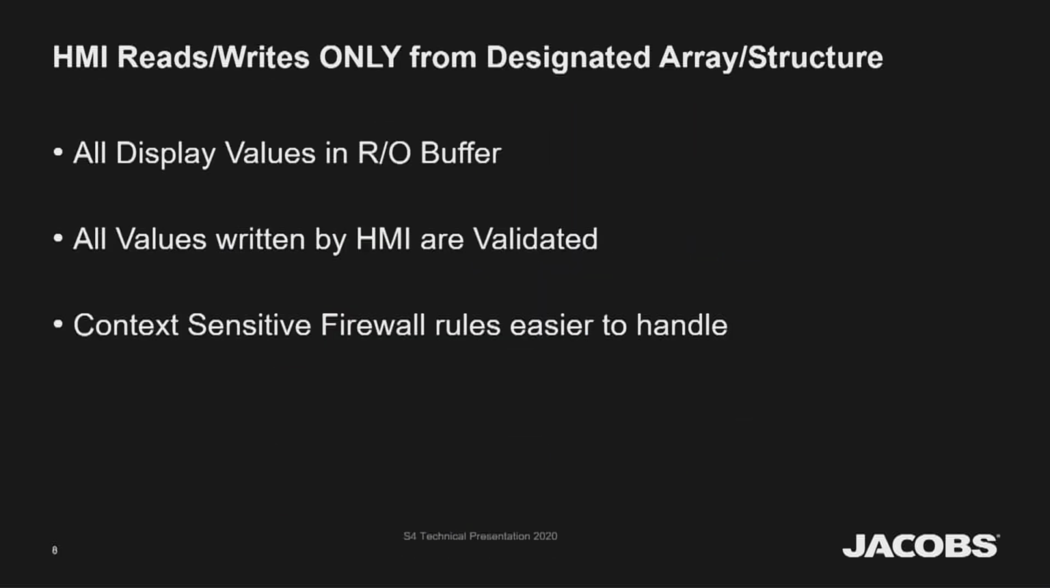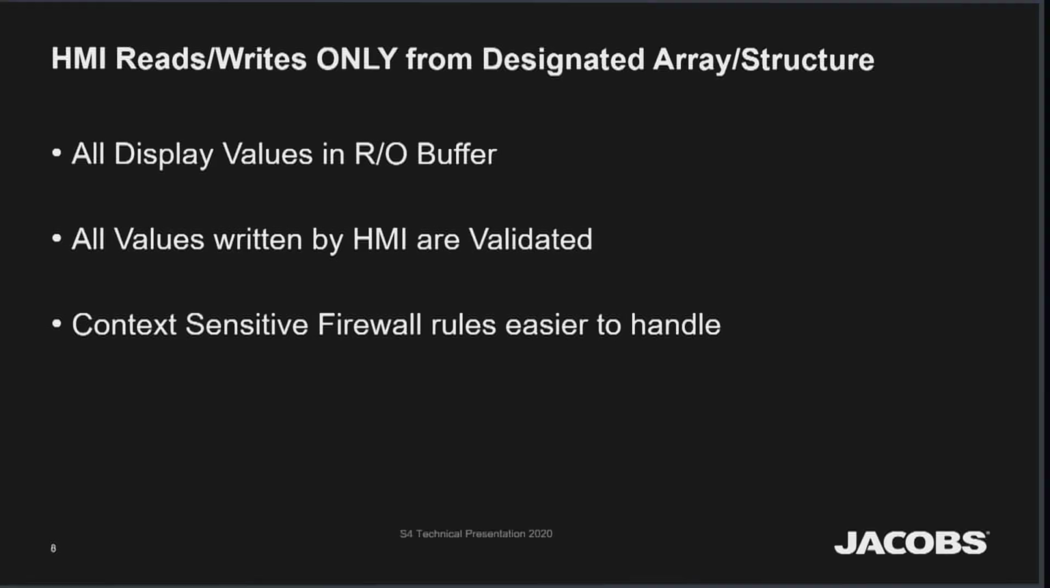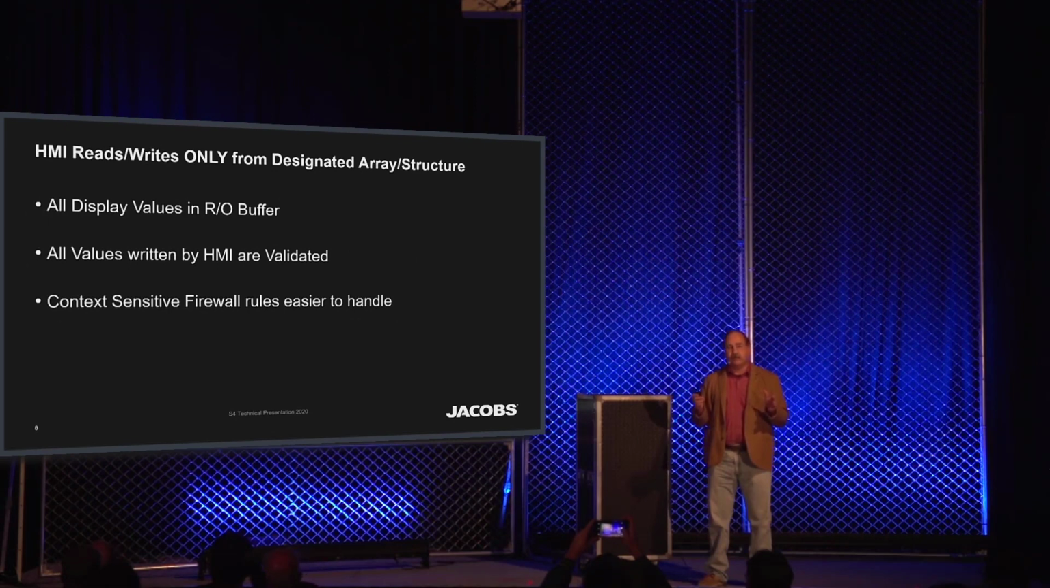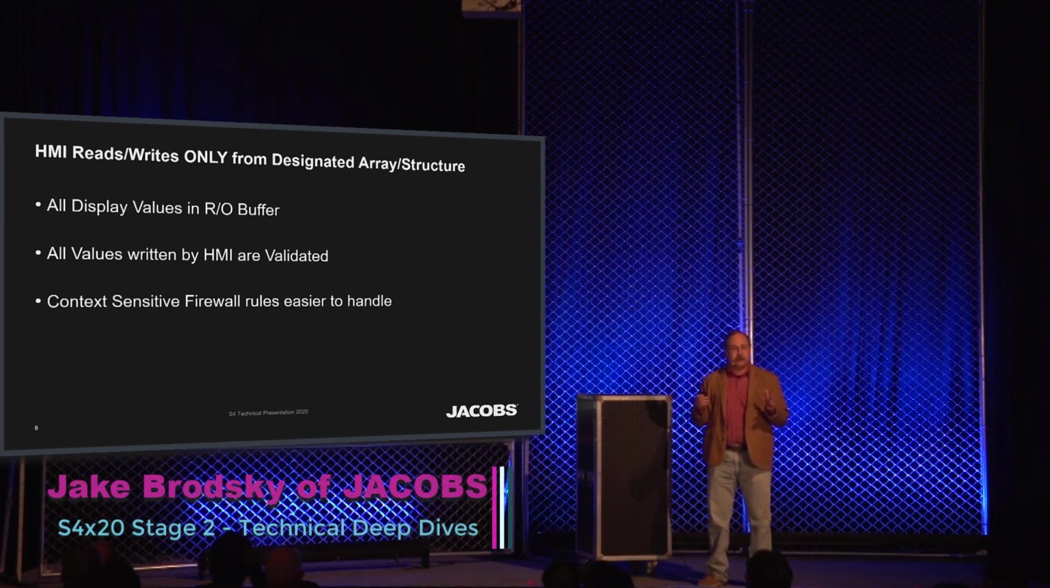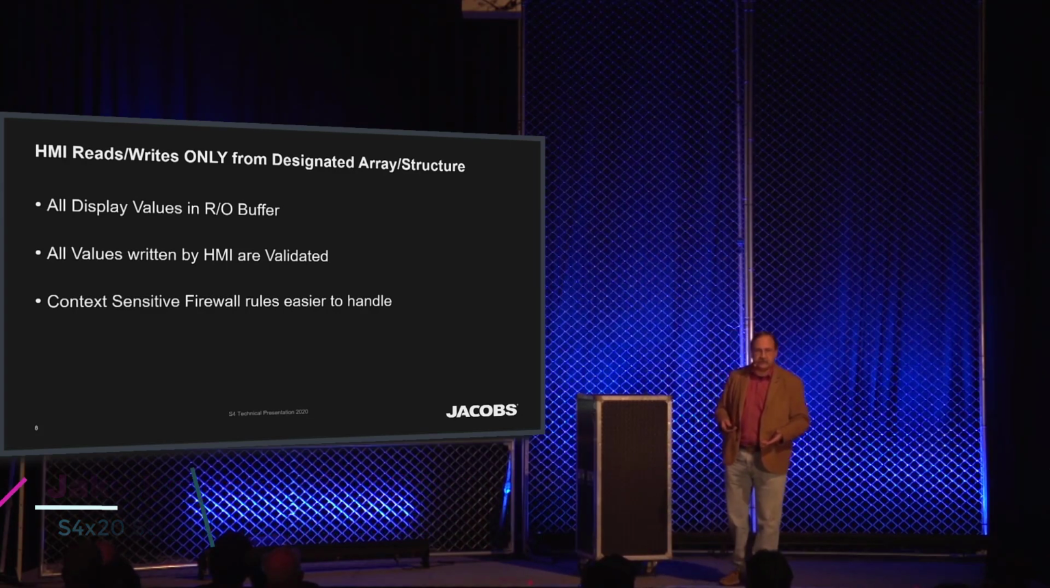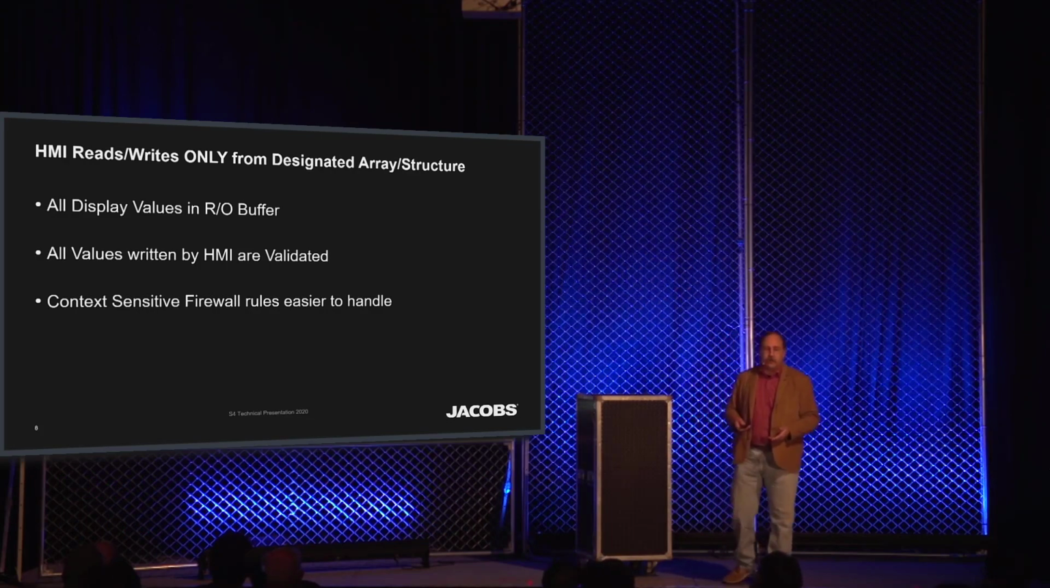First of all, you want to tell your HMI to read and write in between designated array structures. Why would you do that? Well, if you've got a protocol-sensitive firewall, it makes your job a hell of a lot easier to configure. And you don't have to go sorting through many, many different things in the protocol structure.